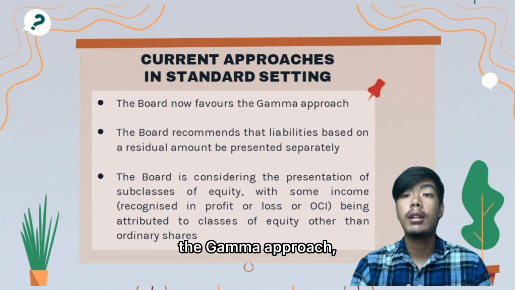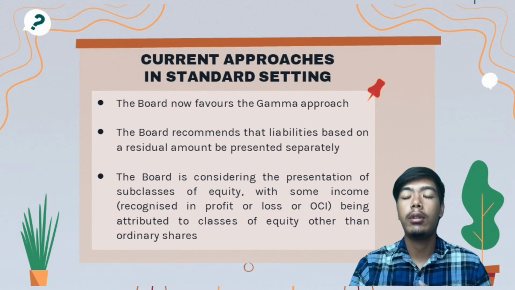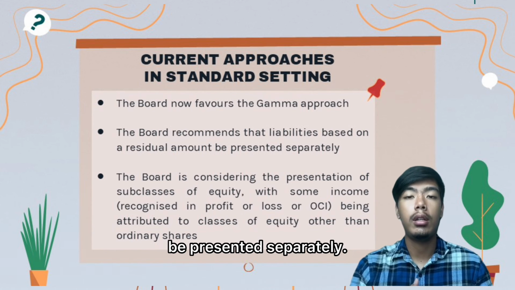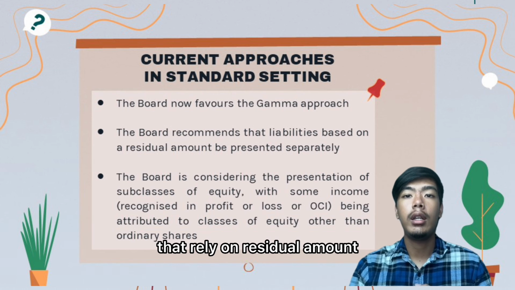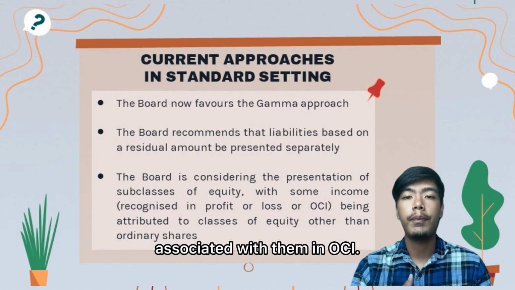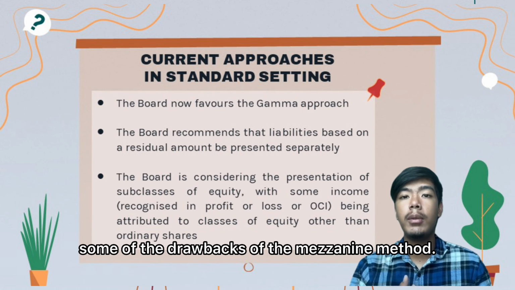The board now favours the gamma approach, which is based on the fundamental rights and responsibilities. The board recommends that liabilities based on a residual amount be presented separately. It will apply to stand-alone and embedded derivatives that rely on a residual amount, as well as the income and expense associated with them in OCI. This method will provide additional liability information while avoiding some of the drawbacks of the mezzanine method.